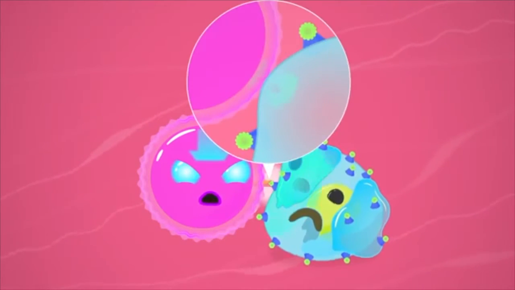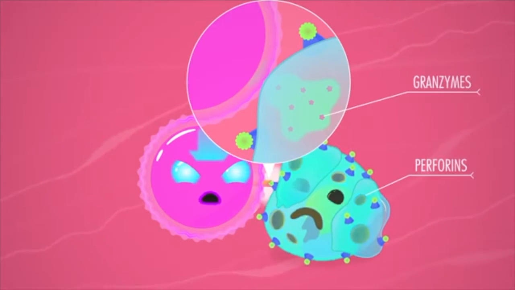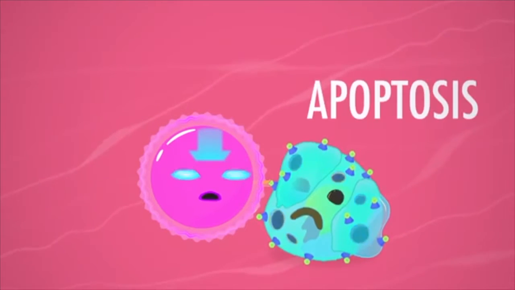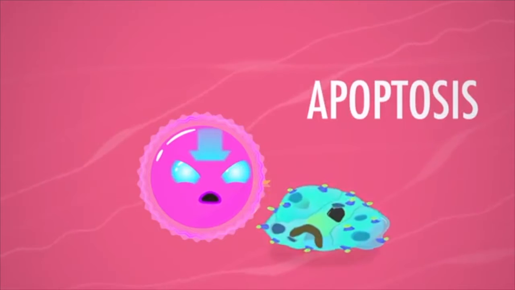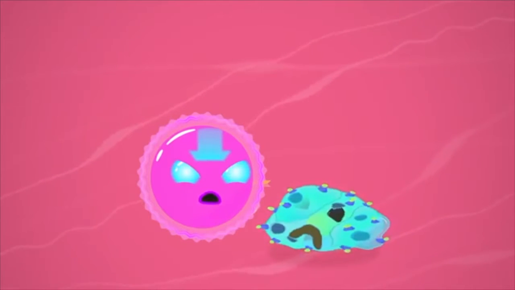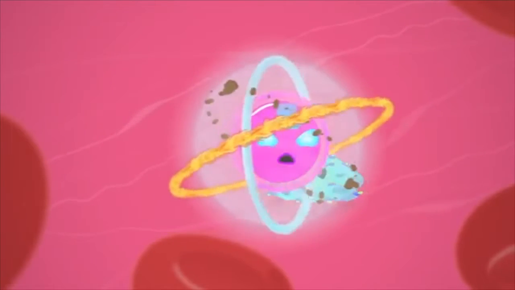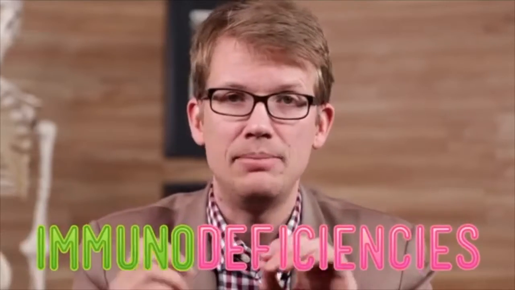It does this by releasing special enzymes that punch holes in the cell's membrane or otherwise trigger apoptosis, killing both the cell and whatever is inside of it. Then the cytotoxic cell just detaches and continues to run down other prey. So by now it should be pretty obvious that without T cells there basically is no adaptive immune response, and it really all comes back to the helper Ts, which is why immunodeficiencies can be so deadly.